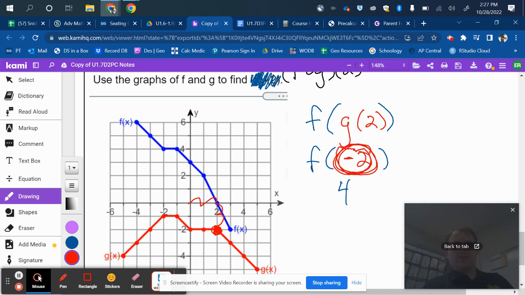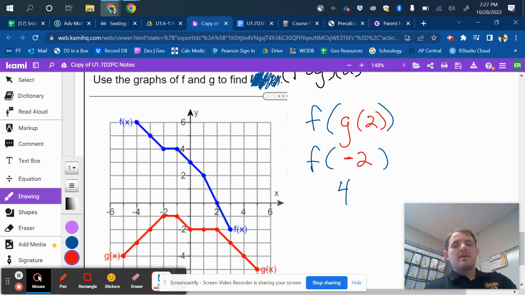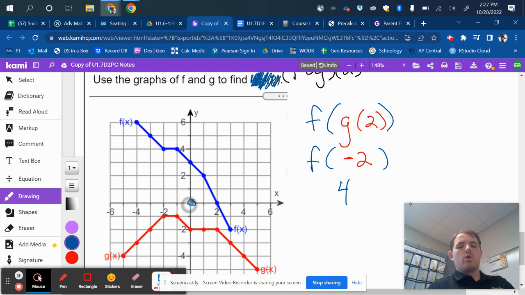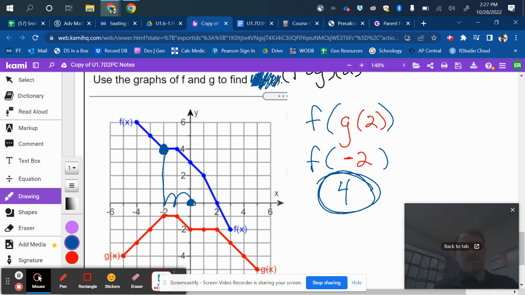Okay, get negative 2. Then, now, are you going to look for f of negative 2? You're looking at red or blue? Blue. So you start at the origin. You go left 2, up 2, positive 4. So that's why our final answer is 4.